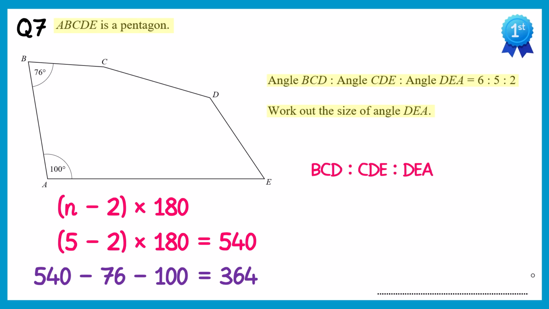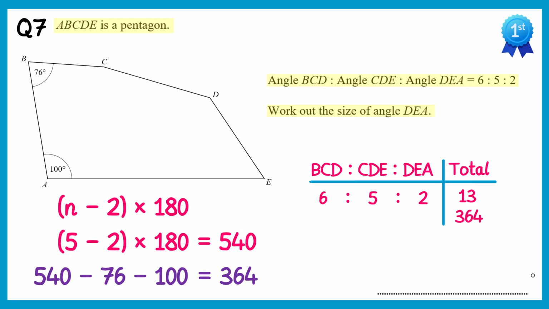So if we write out this ratio of BCD, CDE and DEA, and create a total column, the ratio was 6 to 5 to 2, and the total number of parts there is 6 plus 5 plus 2, which is 13. So 13 parts must represent all of the angles, which we said added up to 364 degrees. So we just need to work out what you would multiply 13 by to get 364. So do 364 divided by 13, and you get 28.